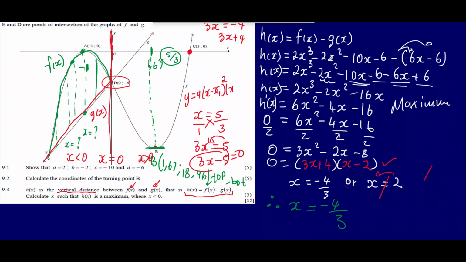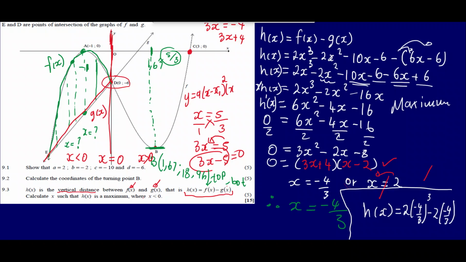But if they were looking for the maximum value of h of x, we would have simply gone on to substitute into the graph. If they're looking for the maximum vertical distance, since no one knows the maximum vertical distance value, we would have just gone to the simplified equation, the one before we derived, and we would substitute into it.